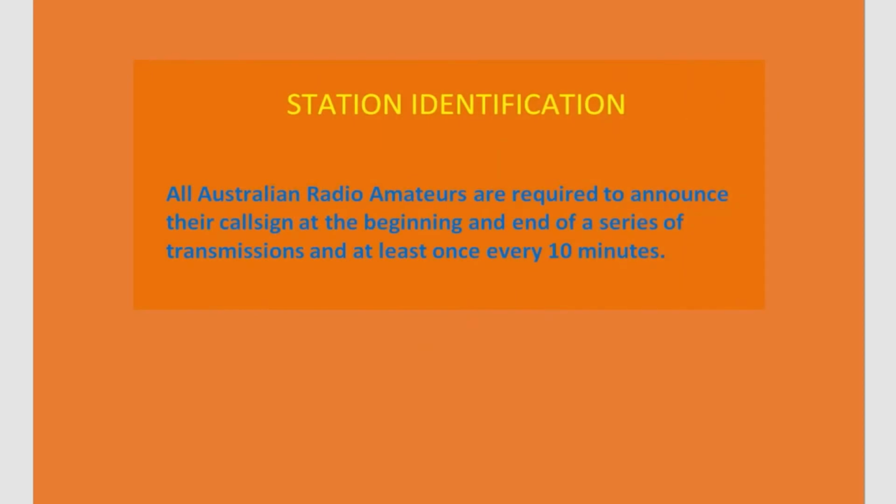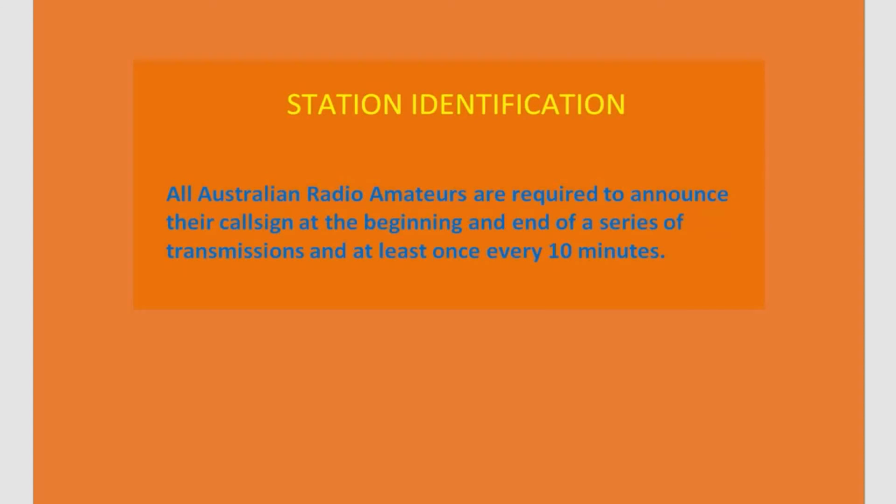Under the license condition determinations, it is your responsibility to identify your station at the beginning of a transmission, and then every 10 minutes in a series of transmissions. So if you're having a long conversation with someone on radio, approximately every 10 minutes, at least every 10 minutes, you should be announcing your call sign. So at the beginning and the end of a series of transmissions, and every 10 minutes in between, announce your call sign.